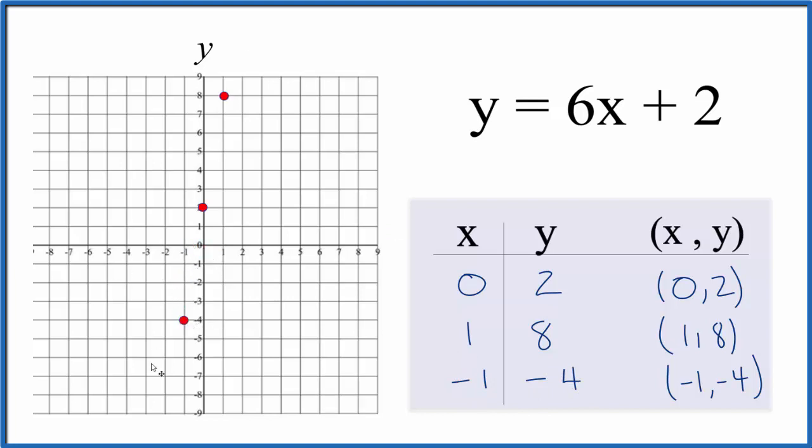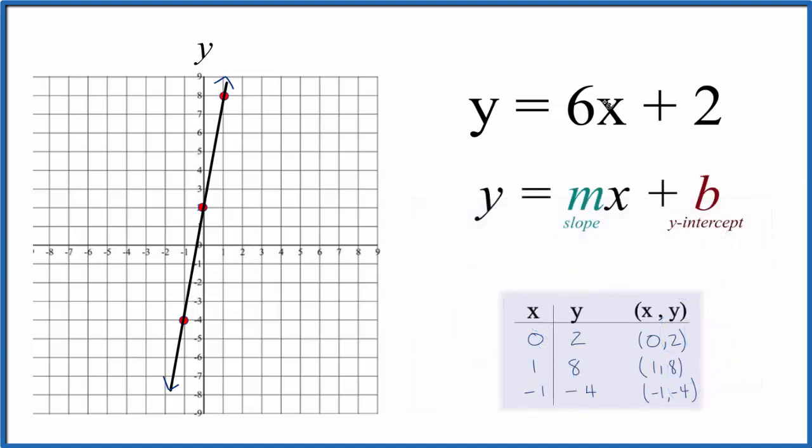And you can see we have this line here. Let's put a line over this. Then we can put arrows on the end to show it goes into infinity. And this is the graph for y equals 6x plus 2. We could have only used 2 points, but I like having that third point there to check my work. Now we can use slope-intercept formula to make sure we're correct.